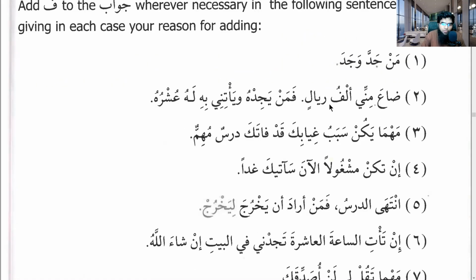Next, da'a minni alfu riyalin. Da'a yadi'u is to lose. So I lost 1,000 riyals, or 1,000 riyals were lost from me. Fa man yajiduhu wa ya'tini bihi falahu ushruhu. Whoever finds it and brings it to me, he has ushruhu. Ushru is 1/10, a fraction. Lahu ushruhu. So yes or no? Fa should come.